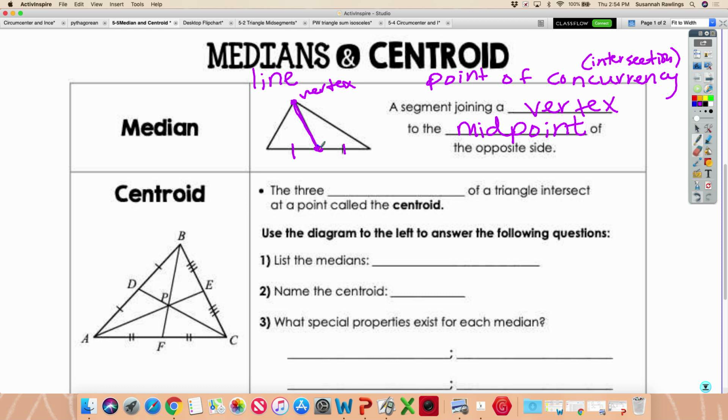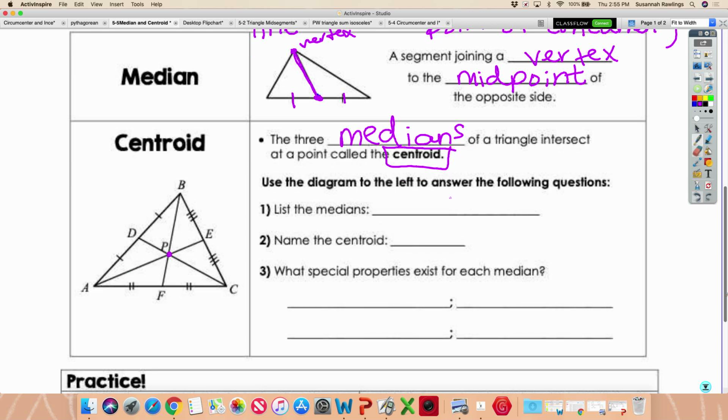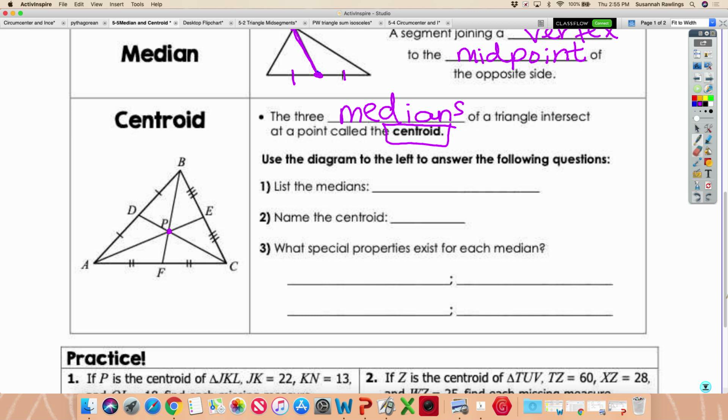Okay, when we have three of them intersecting, we call that point of intersection the centroid. So the three medians of a triangle intersect at the centroid. Okay, so we're going to go ahead and list out our three medians. I want to start from each point or each vertex, so I'm just going to highlight those real fast. So I'm starting there and going down to the midpoint. So this would be from B to where? B to F, so I'm going to name that BF.